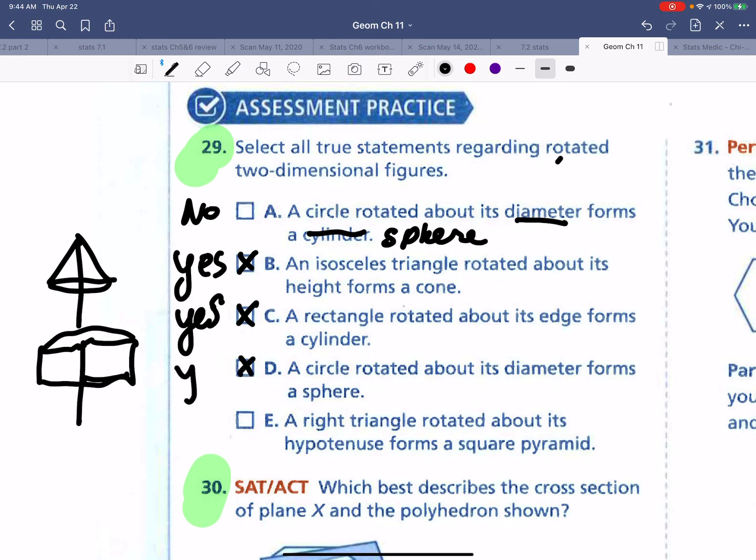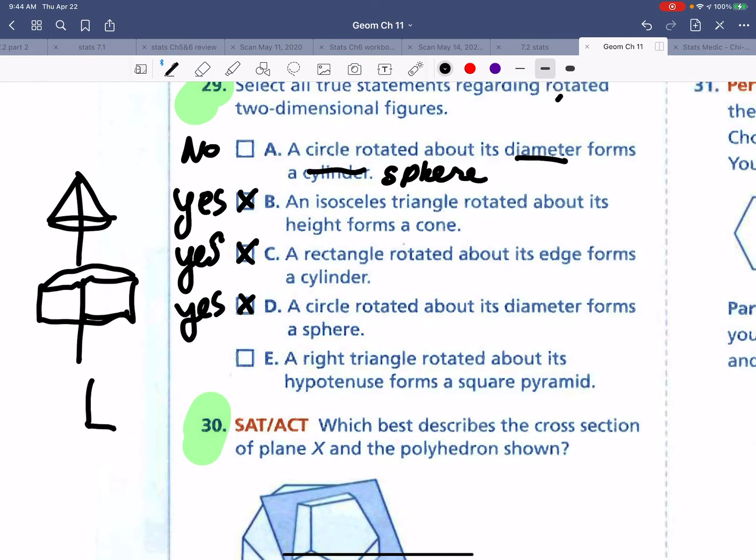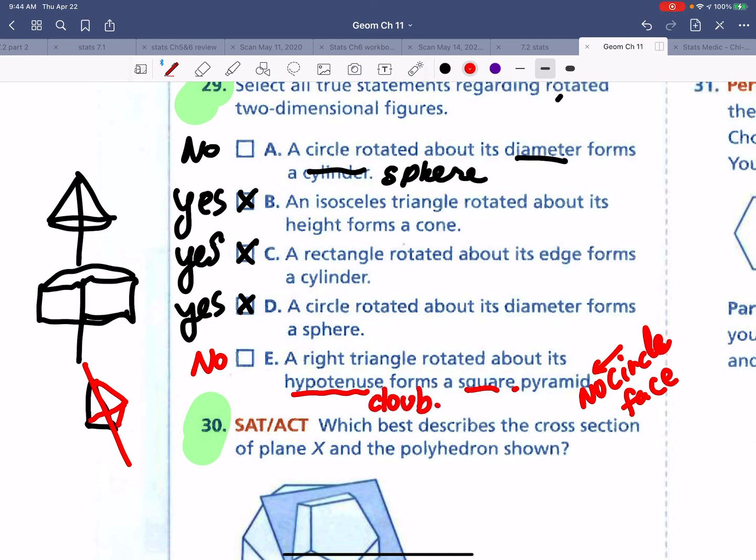Yes, okay. And a right triangle rotated about its hypotenuse. Ooh. This was on our lesson check, right? If I rotate a triangle, I'm going to get this double cone. Right triangle rotated about the hypotenuse forms a square? But no, indeed, a pyramid has no circular faces. So you can't spin stuff and get something without circular faces. So this one is a big no. To correct it, you would get a double cone.